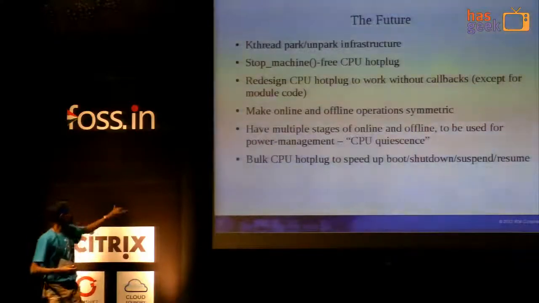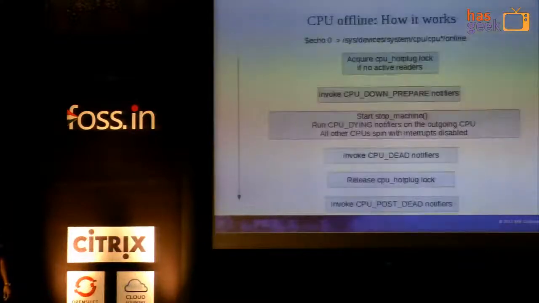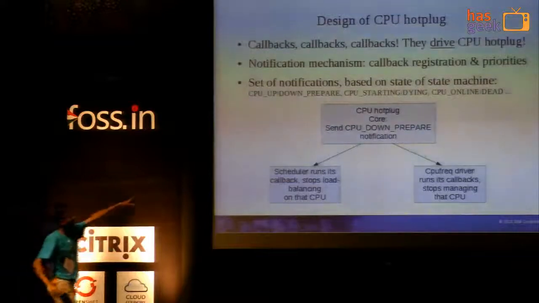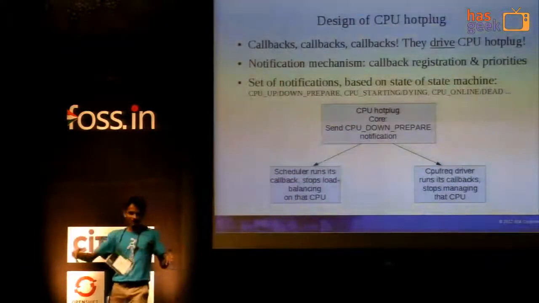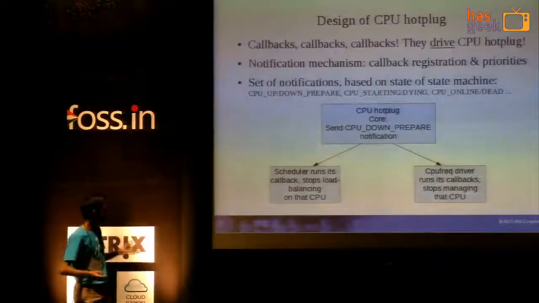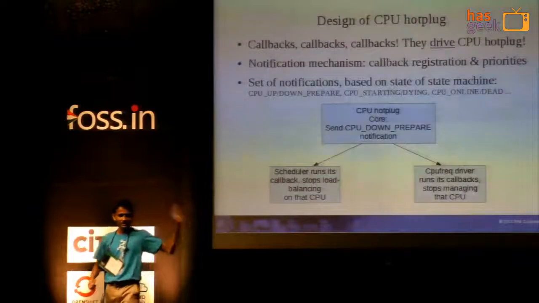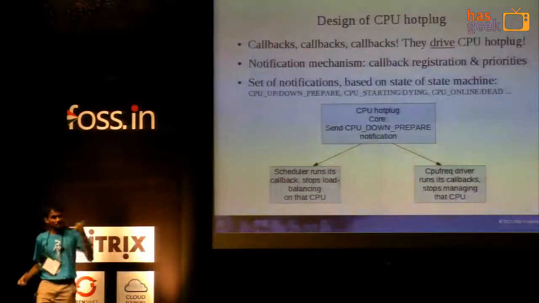But if you can do bulk CPU hot plug, by this, what I mean is, when you send out that notification, you say CPU down prepare for 10 CPUs. You don't say one CPU is going down, do something. You'll say 10 CPUs. So scheduler will stop load balancing on all those 10 CPUs at a time. So you can speed it up, right? In bulk, you do hot plug, which will speed up your suspend resume.